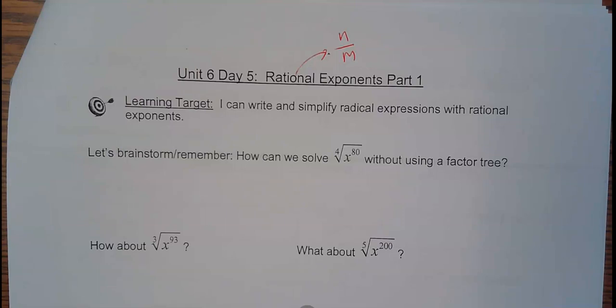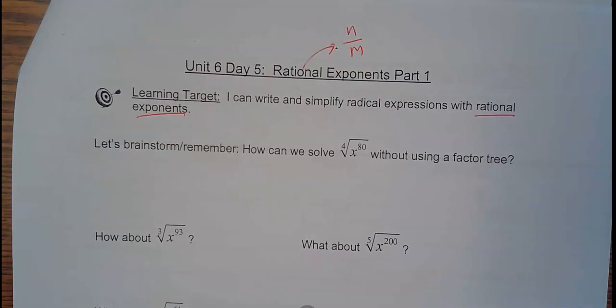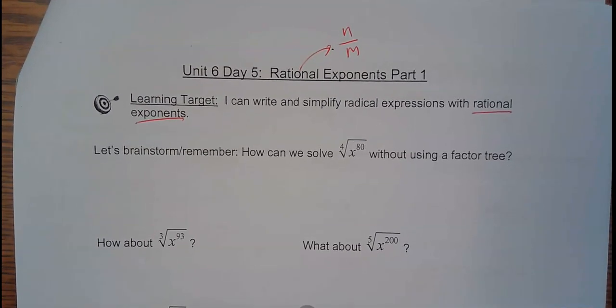So our learning target is I can write and simplify radical expressions with rational exponents. Instead of having x to the fifth, we might have x to the 5 halves or something like that. So how can we do that?